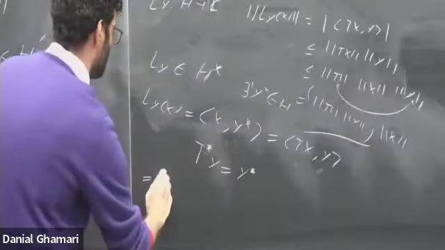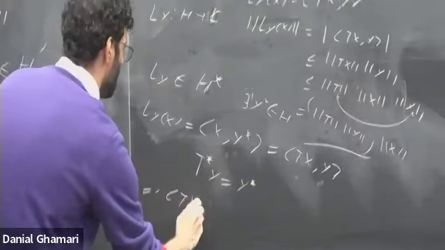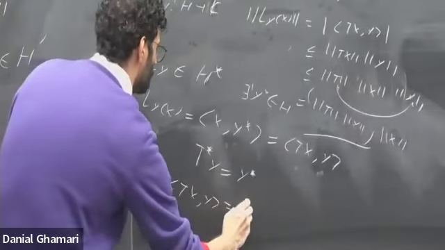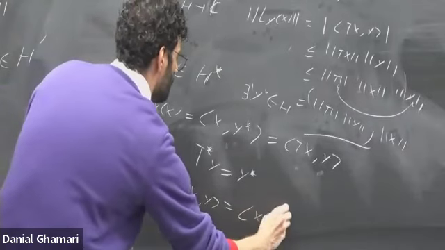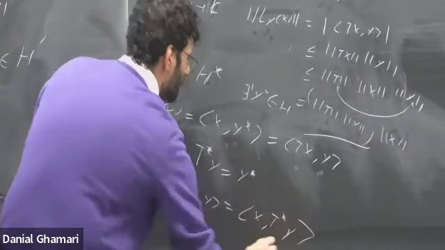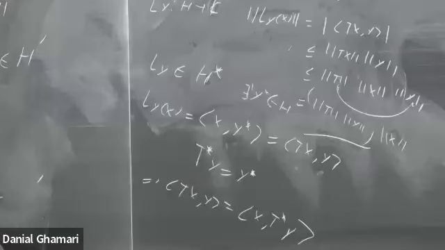So then I have that the inner product of Tx and y is equal to the inner product of x and T star y. Riesz's representation theorem immediately, for free, gives me that the adjoint exists, and I can even compute what the adjoint is.